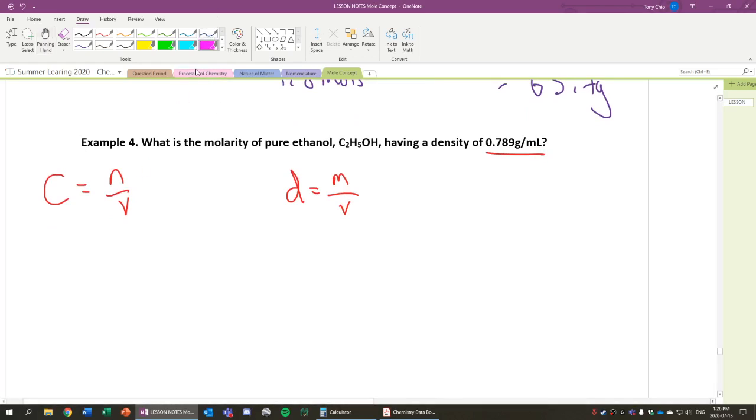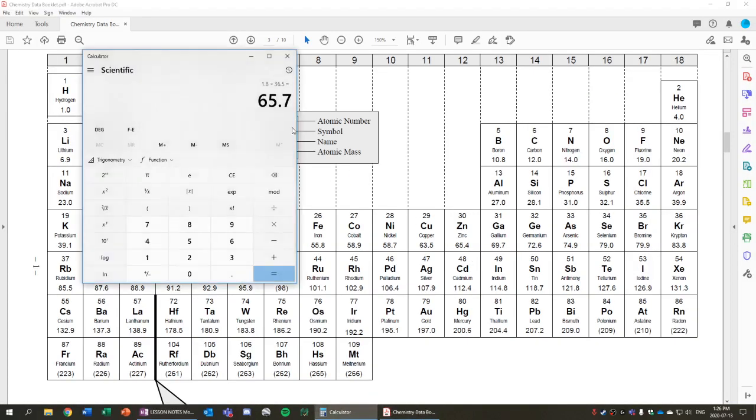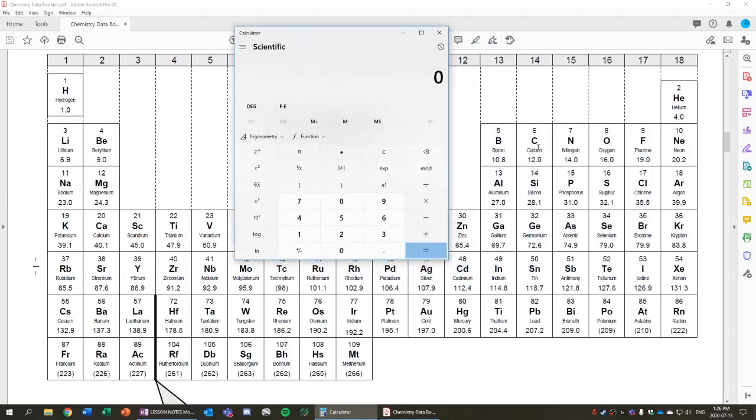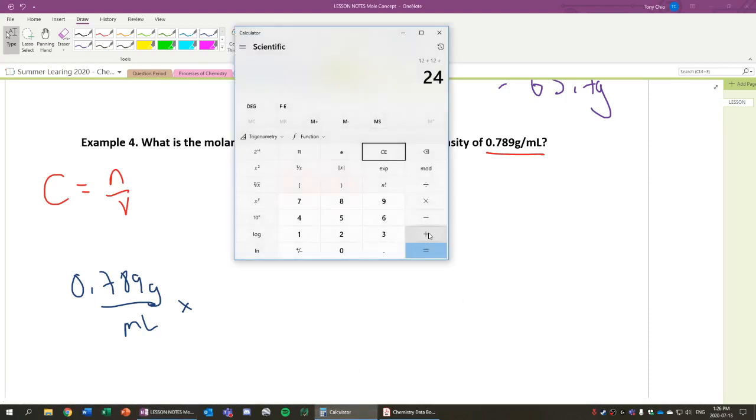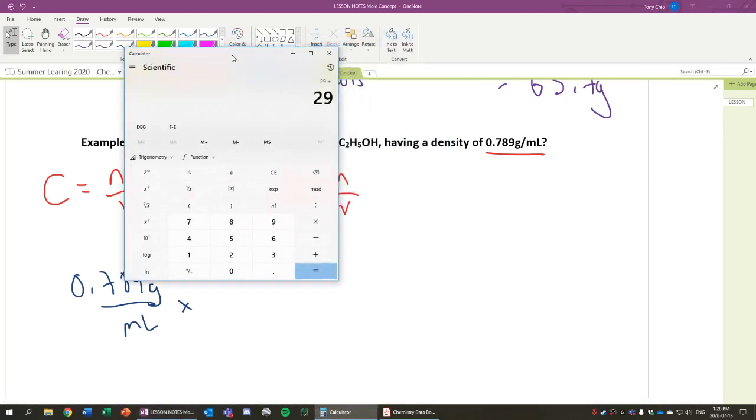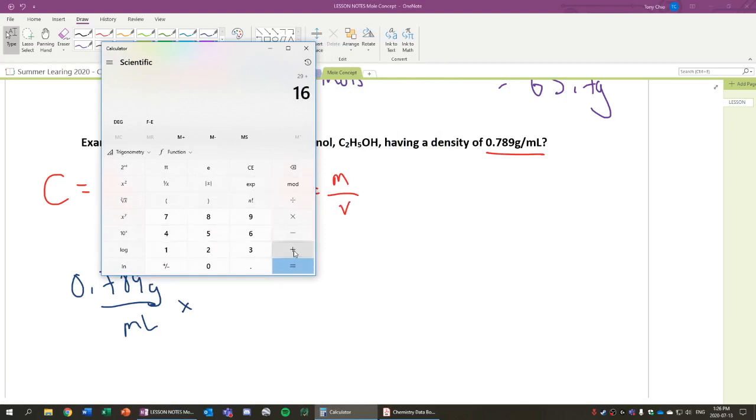Let's take a look. So let's start off with just writing out density. 0.789 grams per milliliter. Our first step is let's convert this mass to moles. We could do that by converting our molar mass. So what is the molar mass of ethanol? C2H5OH. Well, let's take a look. C2, 2 carbons. That's 12 plus 12. Okay. H5, that's 5 hydrogens, which means you add 5 more mass. Plus O, that's oxygen, 16. Plus 1 more hydrogen, that's 46. So we have 46 molar mass.